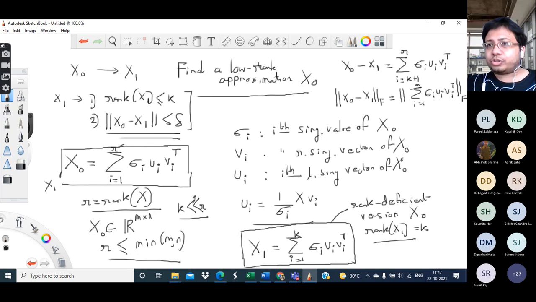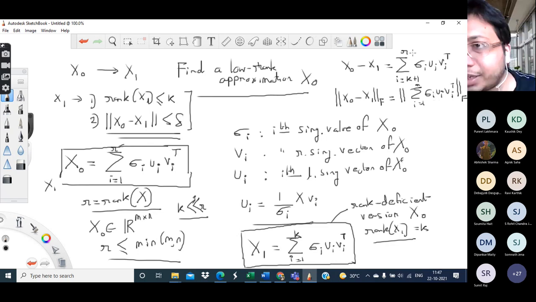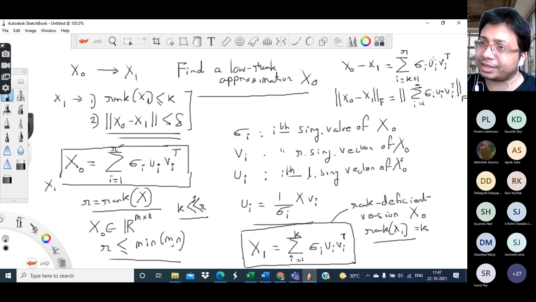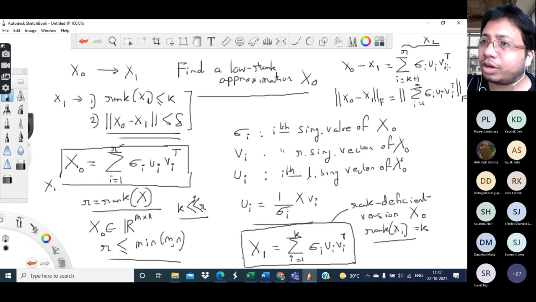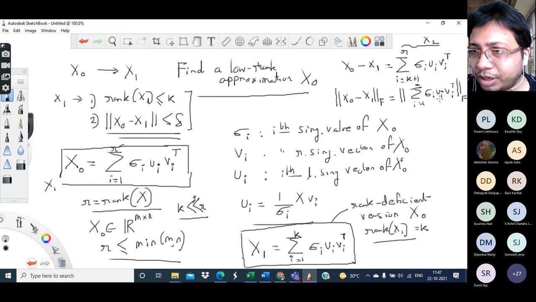Now, if you consider this quantity, obviously this is also a matrix. The same things are actually the singular values and singular vectors of this new matrix, which I am calling x naught minus x1. I can give it some other name also. I can call it, let's say, x2. So for the x2 matrix, these will continue to be the singular vectors and singular values, right?